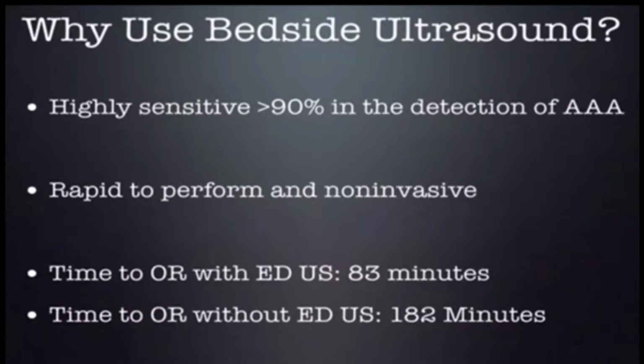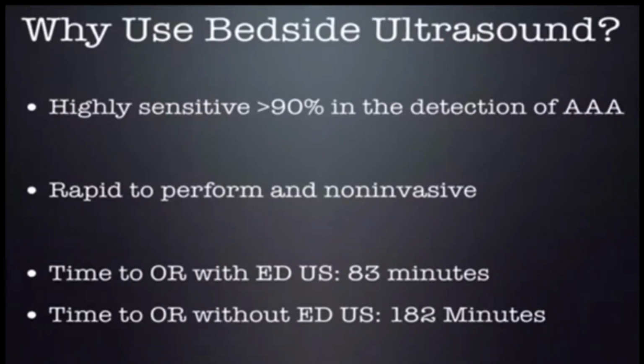And in studies looking at the time to definitive repair in patients who had ruptured AAA, comparing those who got point-of-care ultrasound versus those who did not get point-of-care ultrasound, you can see the time to OR was 83 minutes with point-of-care ultrasound, whereas for those who did not get point-of-care ultrasound, their time to OR was 182 minutes.